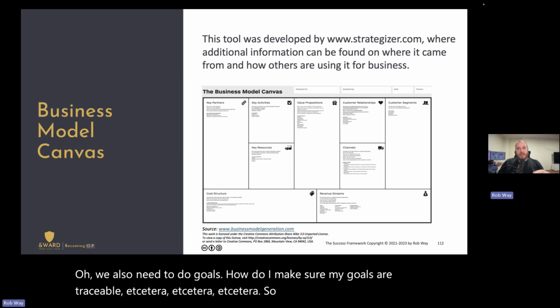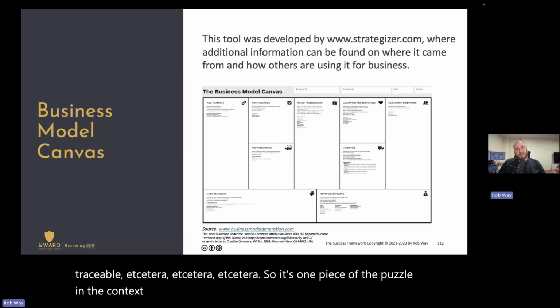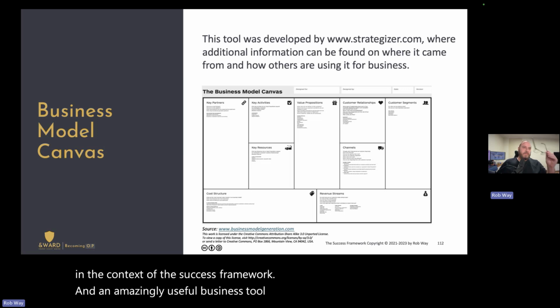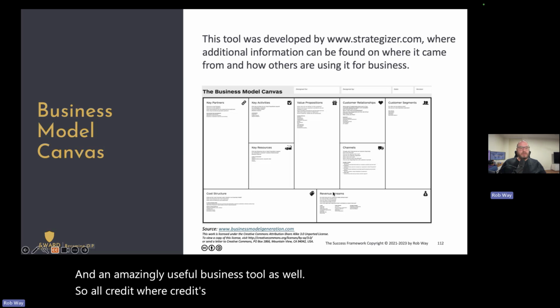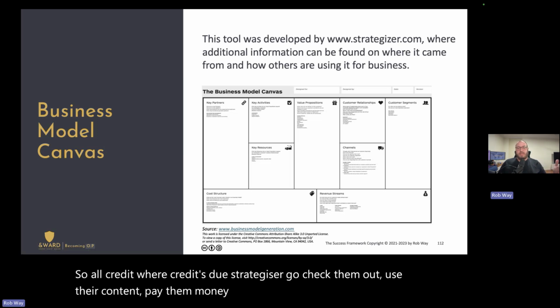So it's one piece of the puzzle in the context of the success framework, and an amazingly useful business tool as well. So all credit where credit's due. Strategizer, go check them out. Use their content, pay them money, give them attention, they're worth it.